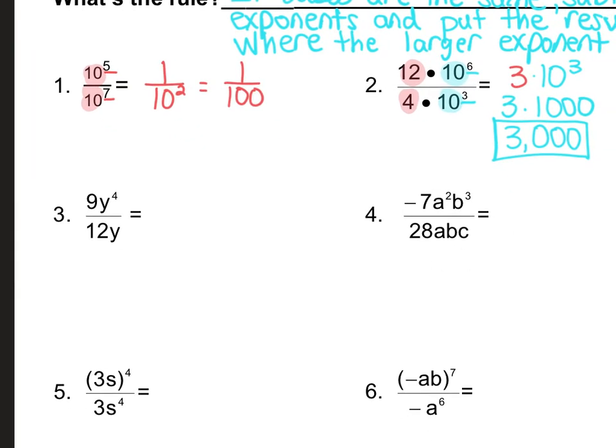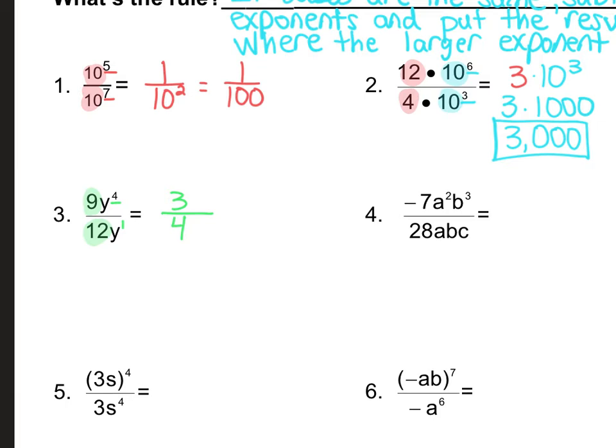So for number 3, again, we're going to look at 9 over 12 as a fraction. We probably want to leave it as a fraction. Don't turn this to a decimal. So 9/12 can be simplified into 3/4. Then I need to look at my y's. That's y to the fourth divided by y to the first. If there's nothing there, we consider that to be 1.